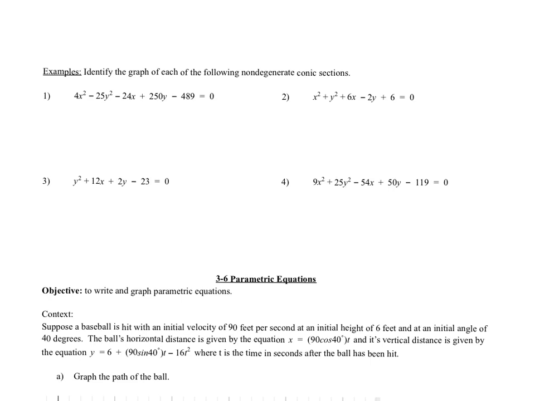So now we'll look at a few examples. For the first example, we see that a equals 4 and c equals negative 25. So since ac is less than 0, this is a hyperbola. And you need to write all three of these steps out so that I can see your thought process.